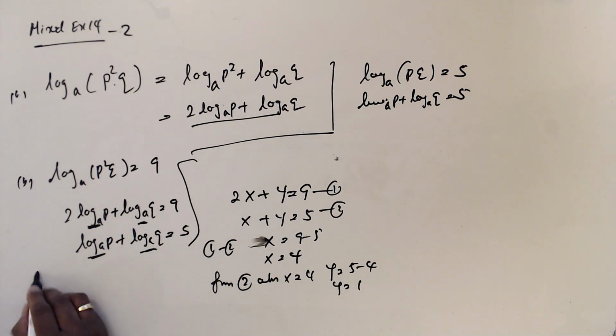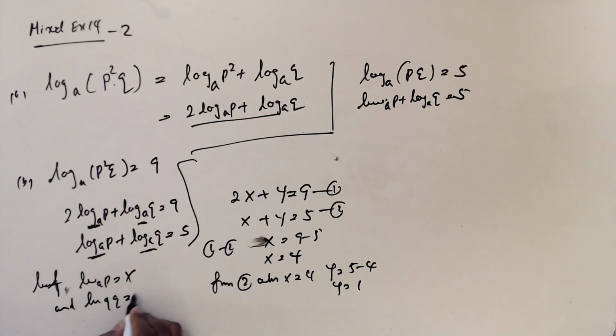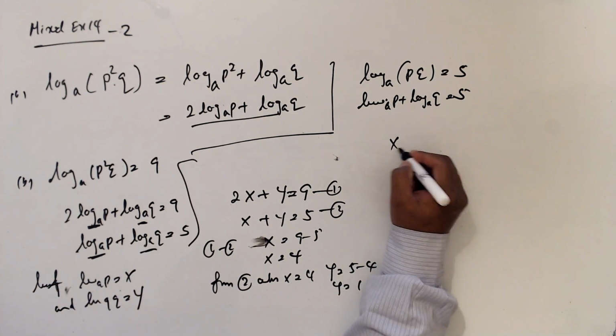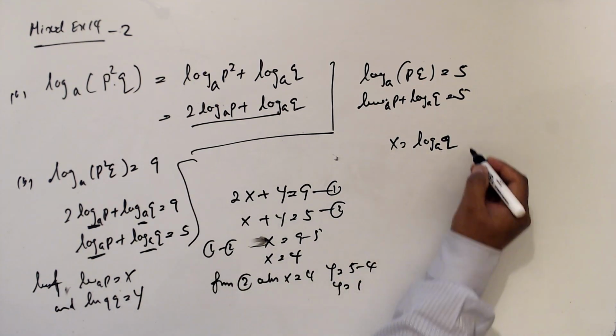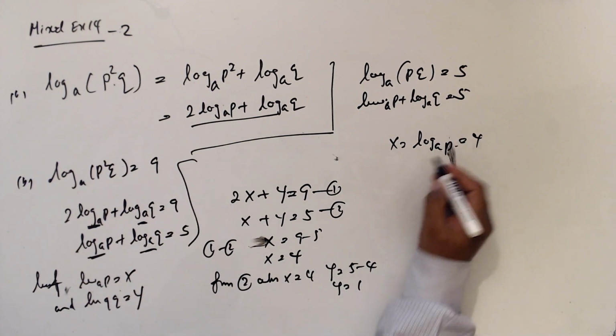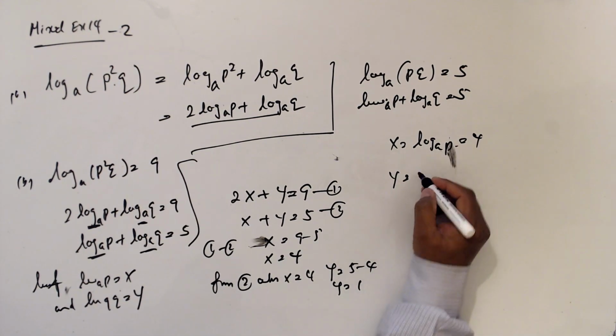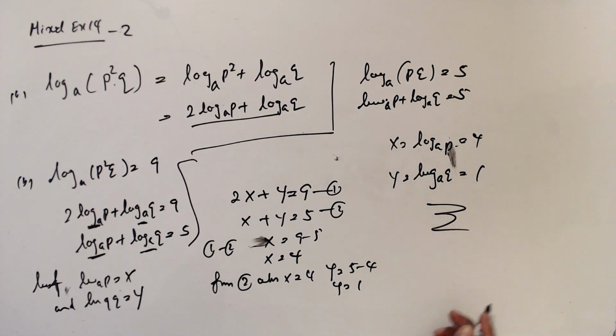I want to write, let log A P equal x and log A Q equal y. Now x equal 4, x equal log A P is 4, sorry, A P, and y equal log A Q equal 1.